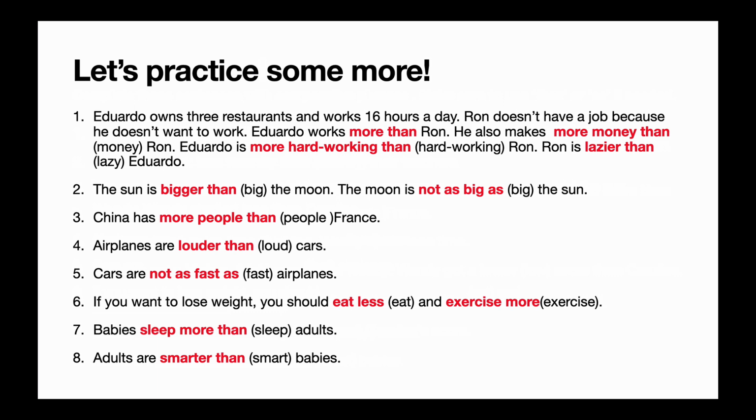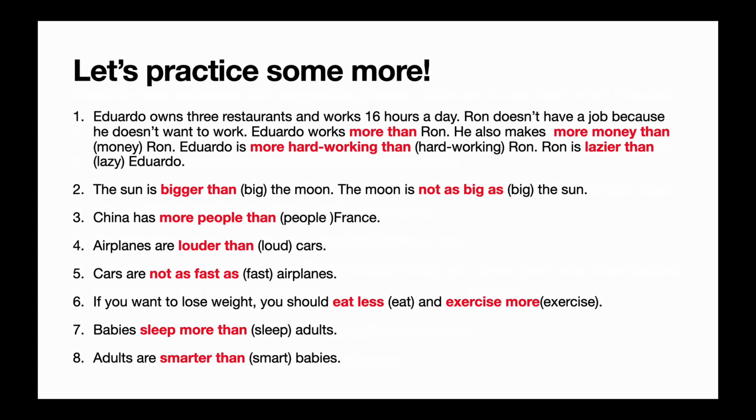That's okay too. Number 2, the sun is bigger than the moon. So with bigger, remember we have to add an extra G because we have one vowel before one consonant at the end. And then the moon is not as big as the sun because big is a 1-syllable adjective. We can't say less big. Number 3, China has more people than France. People is a noun, so we put the more in front of people. Airplanes are louder than cars. Loud is an adjective, a short adjective, so we just add ER. And we don't have to double the D because we have 2 vowels in front of D, OU.